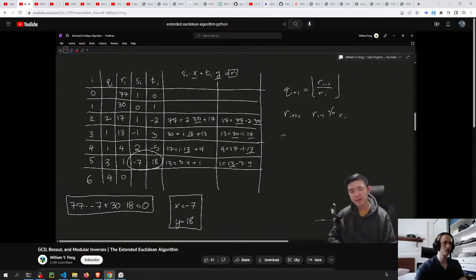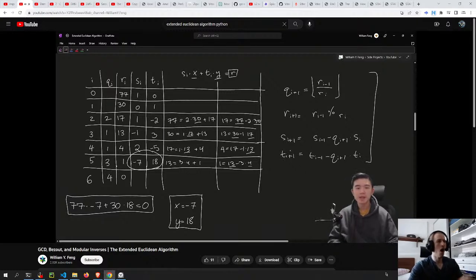S_i, or maybe I should write S_{i+1}, is equal to the linear combination, that is S_{i-1}, minus the quotient q_i times S_i. Similarly for T_i, it's literally the same thing. I think these are our recurrence relations to get the next row of the table.